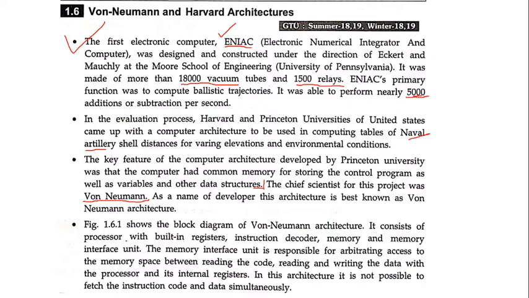It consists of a processor with built-in registers, an instruction decoder, memory, and a memory interface unit. The memory interface unit is responsible for arbitrary access to the memory space, between reading codes, reading and writing the data with the processor and the internal register.